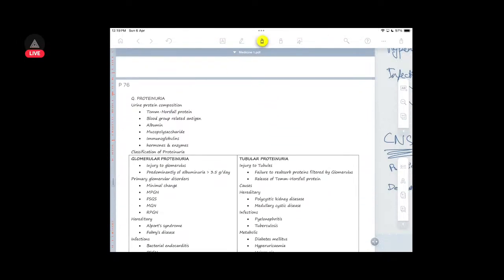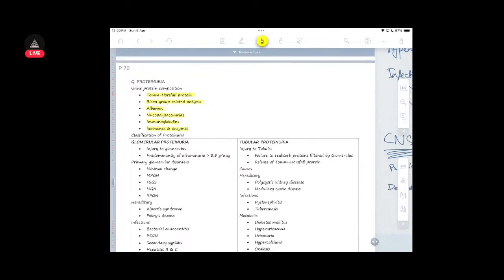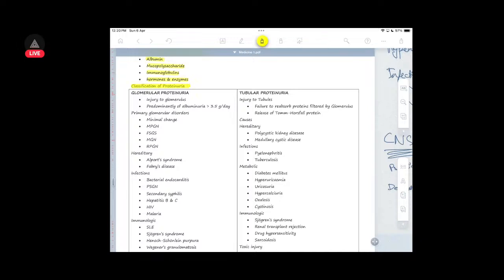Urine protein composition: you can have Tamm-Horsfall protein, blood group related antigen, albumin, mucopolysaccharides, immunoglobulins, hormones, enzymes, etc. Classification of proteinuria: it is divided into glomerular proteinuria and tubular proteinuria. If there is injury to the glomerulus, affecting albuminuria more than 3.5 gram per day, then it is glomerular proteinuria. If there is injury to the tubules and failure to reabsorb proteins filtered by the glomerulus, and release of Tamm-Horsfall protein, it is tubular.